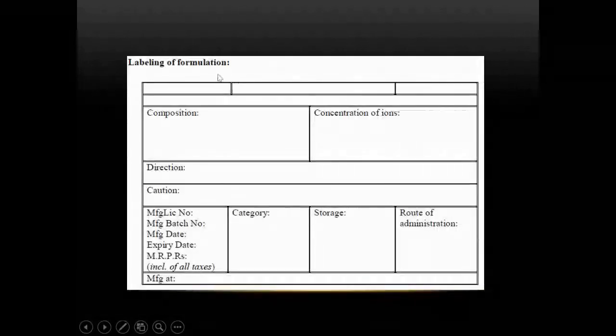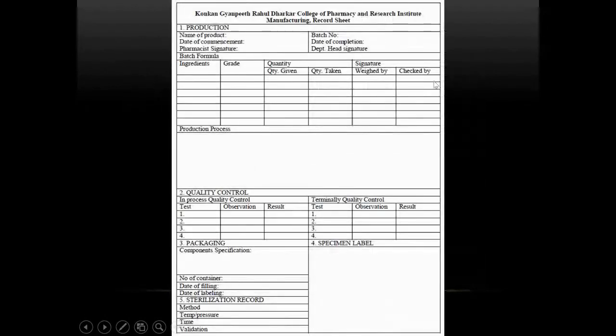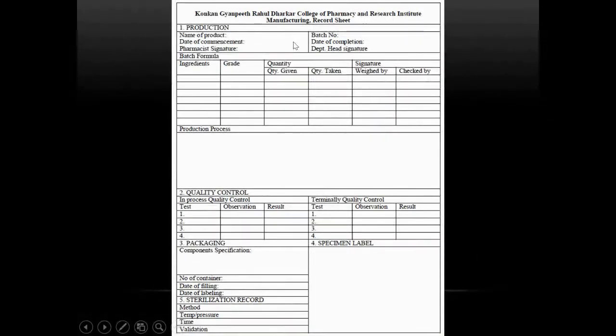So this is the labeling information. At the top, you have to write calcium gluconate injection, 10% weight by volume, IP, composition: calcium gluconate, calcium disaccharide, water for injection, concentration of ions, and a direction that it should not be refrigerated. Likewise, then cautions, category, manufacturing number, batch number; everything you have to mention on this label. And then this is the batch manufacturing record. As we discussed earlier for sodium chloride and ascorbic acid injection, the same information is to be written on this batch manufacturing record.